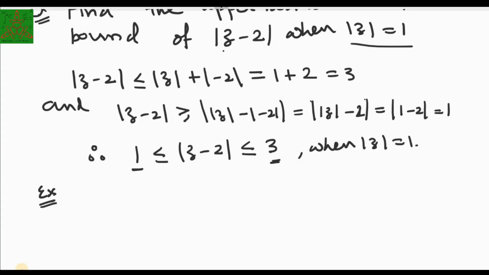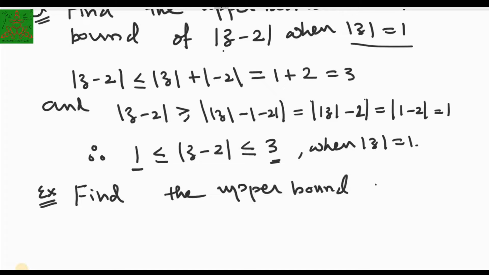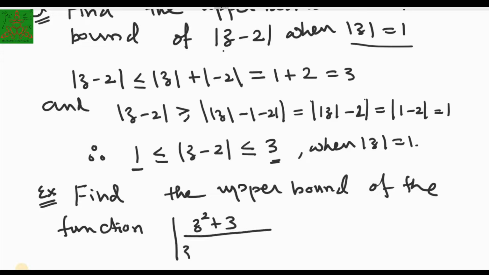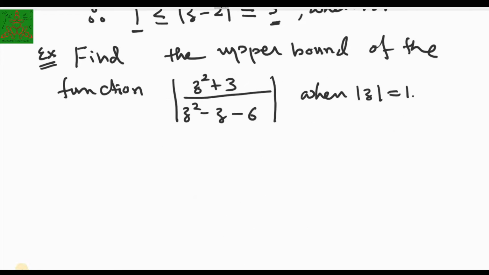Next example that we can discuss is: find the upper bound of the function (z square plus 3) upon (z square minus z minus 6) when mod z equals 1. The question is just to find out the upper bound of this. So what we can observe here is (z square plus 3) upon (z square minus z minus 6).